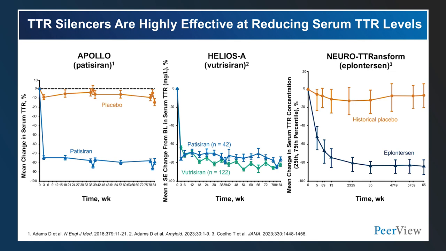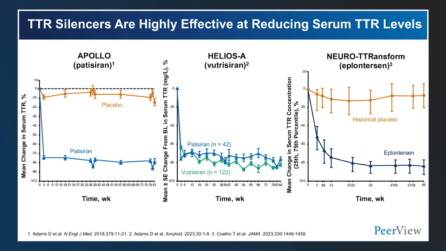These are going to be either small interfering RNA molecules or antisense oligonucleotides. So patisiran and vutrisiran are the siRNA and the eplontersen is the ASO. And as you can see here, they dramatically reduce the circulating TTR in the blood by about 80% on average. So anywhere between 70 to 80% with these drugs, and pretty rapidly.